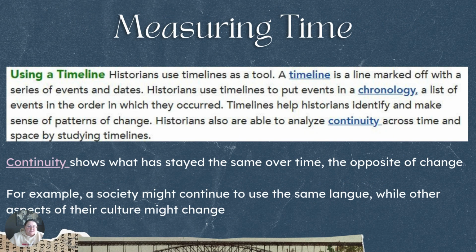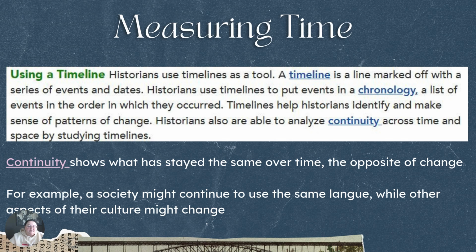Measuring time. Historians use timelines as a tool. A timeline is a line marked off with a series of events and dates. Historians use timelines to put events in a chronology, a list of events in the order in which they occurred. Timelines help historians identify and make sense of patterns of change. Historians also are able to analyze continuity across time and space by studying timelines.